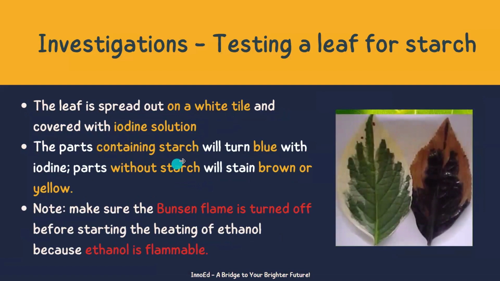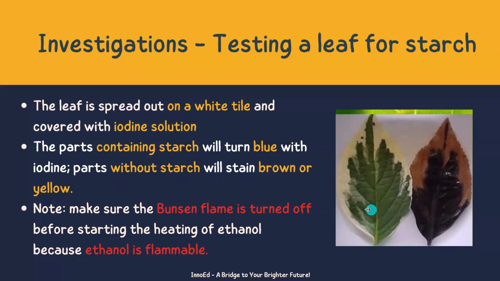The parts containing starch, which means photosynthesis happened, will turn blue or blue-black with iodine, while the other parts without starch will remain brown or yellowish with iodine solution.